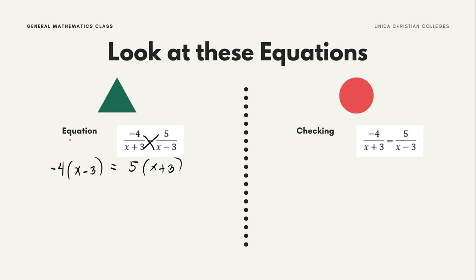Okay, after mong mag-cross multiply, kailangan matanggal or ma-remove mo po yung mga grouping symbols. So, you will distribute -4 and -5 to x minus 3 and x plus 3. So, -4 times x, that is -4x. -4 times -3, same negative, so it will become +12 is equal to 5 times x, that is 5x. 5 times 3, that is 15.